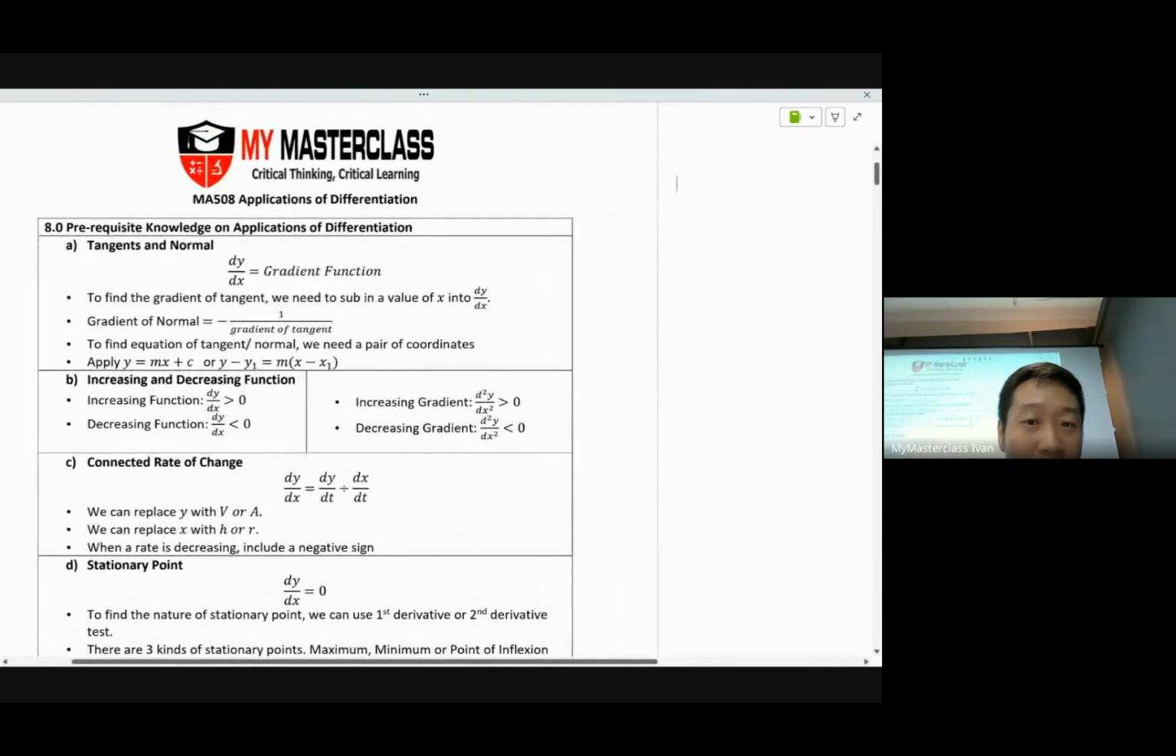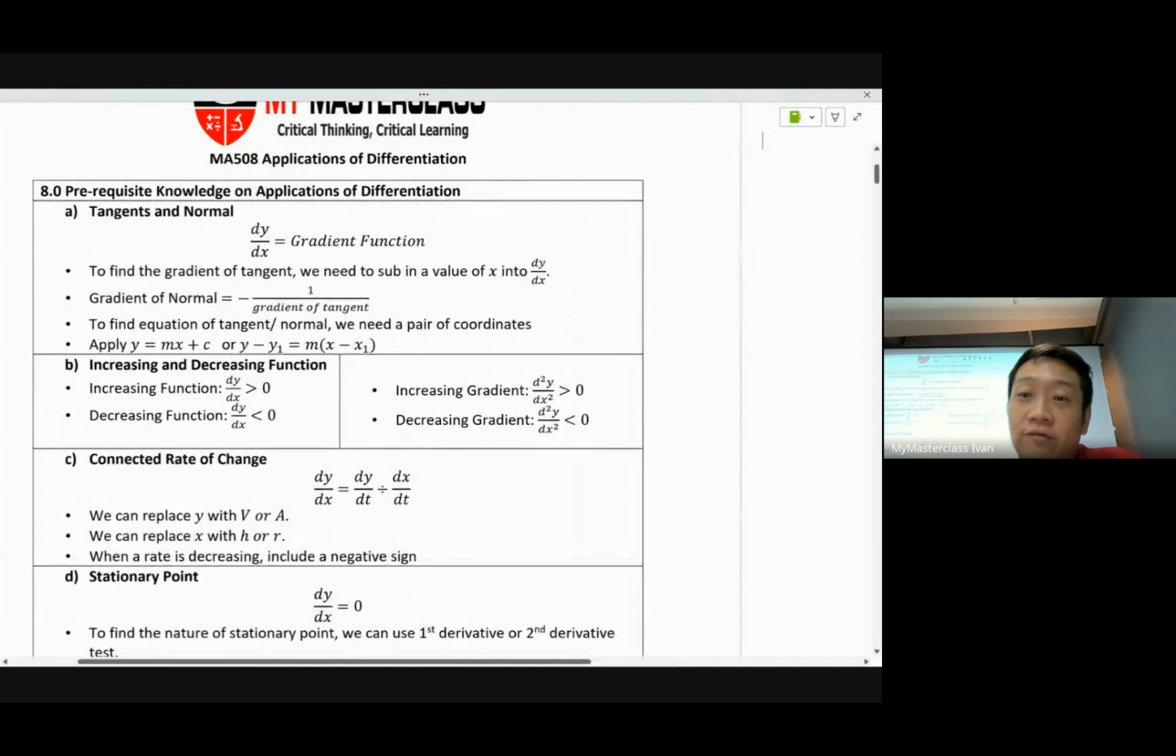So today we are going to do applications of differentiation. The 5 applications you all have already known. Okay, there's only one extra thing that we are going to do, which is called the graph of dy dx. Okay, so first, tangent and normal.